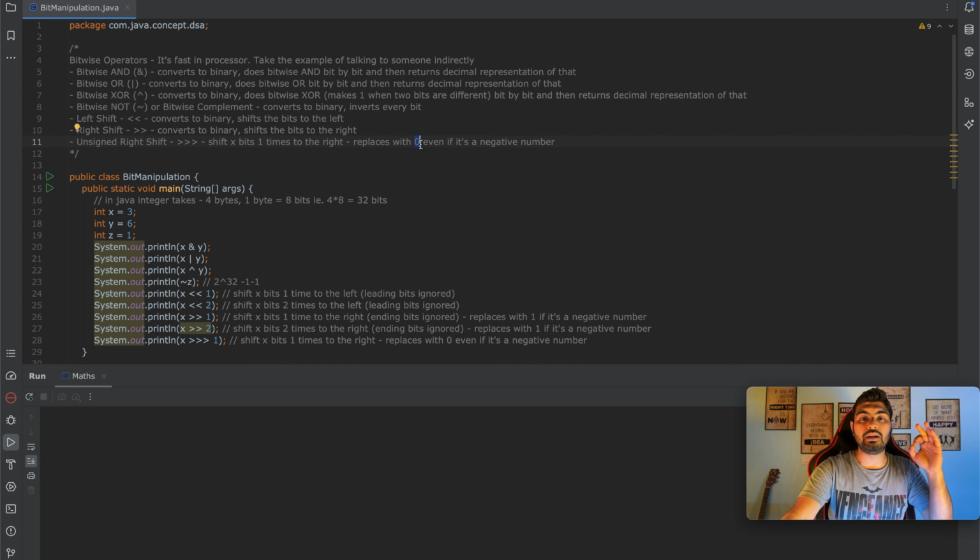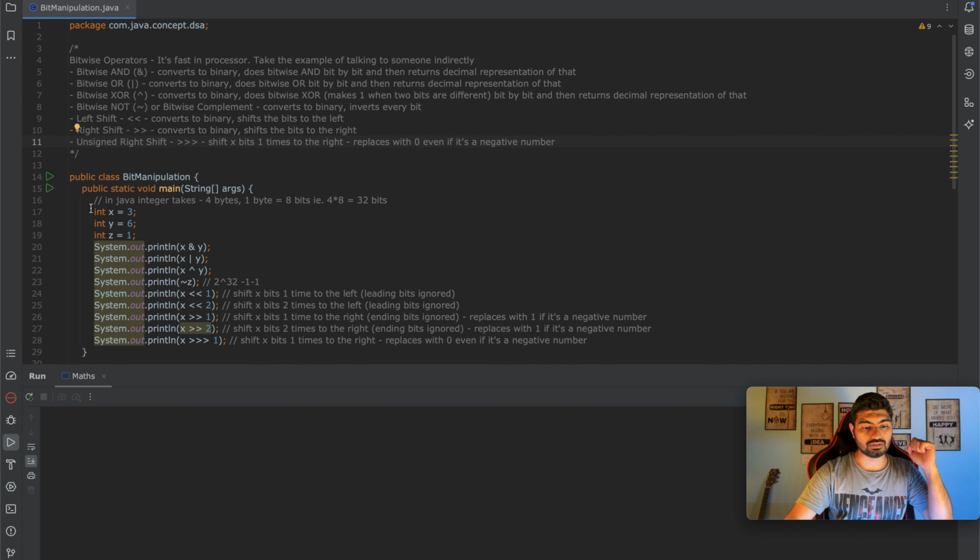I know it could be a bit tricky to understand, but when you have those two numbers on pen and paper, you have those binary numbers, you have written the first number, the second number, and you're trying to do the calculation, you will understand these operations very well. That's what I'm talking about in this place. Even if you're passing a negative number, it will ignore the signed bit. That's why it is called the unsigned right shift operator.